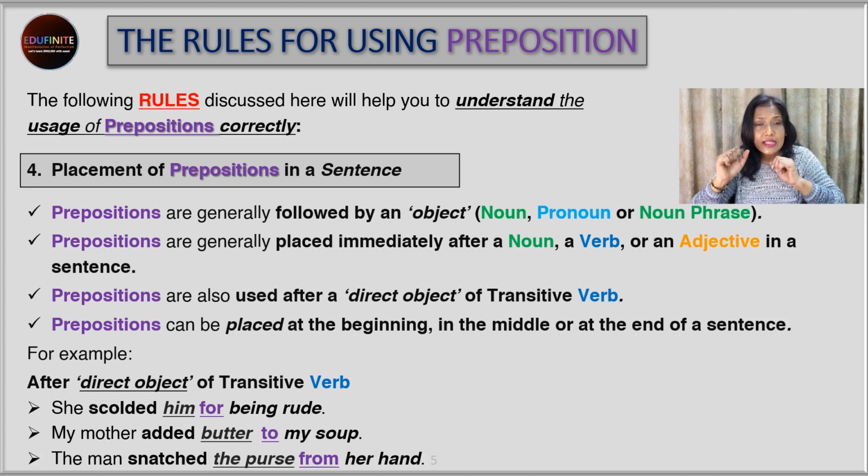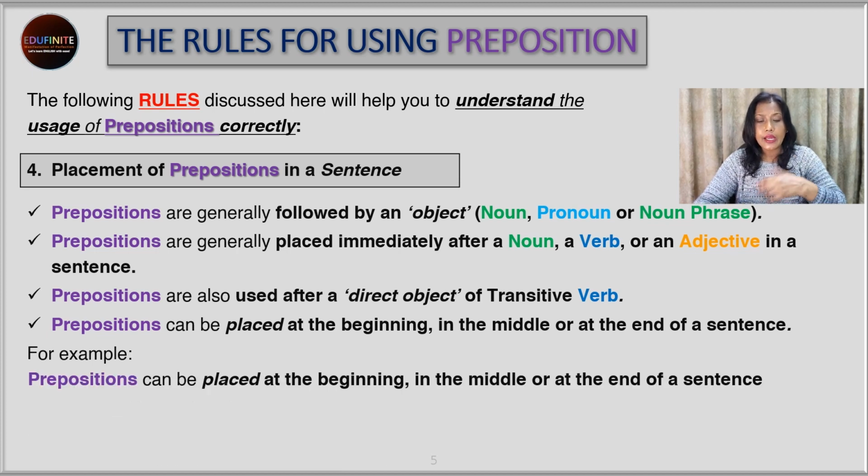Next one. The man snatched the purse from her hand. Now here snatched is the verb and the man snatched what? The purse. So the purse is the direct object of the transitive verb snatched and from is the preposition placed just beside the direct object of the transitive verb. And how do we know from is the preposition? Because after from we have the object her hand. So this is how prepositions are placed after a noun, verb, adjective or a direct object of a transitive verb.